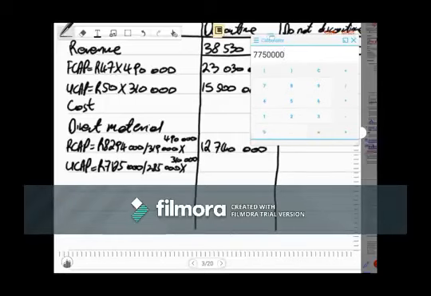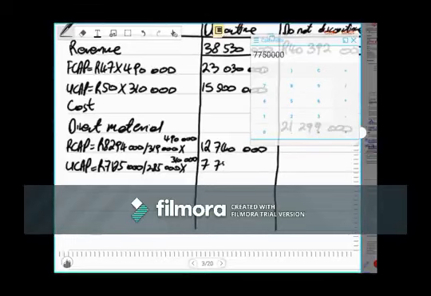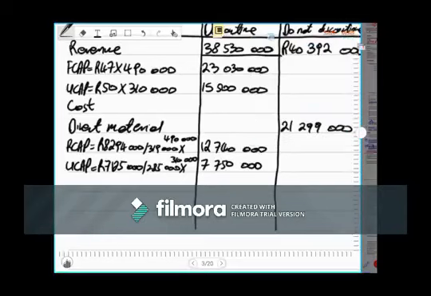I get 7,750,000, which is the cost now to manufacture 310,000.